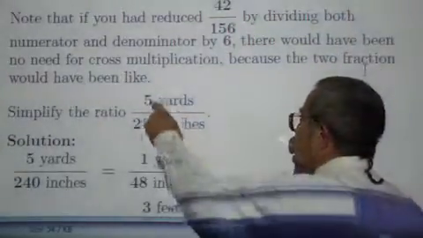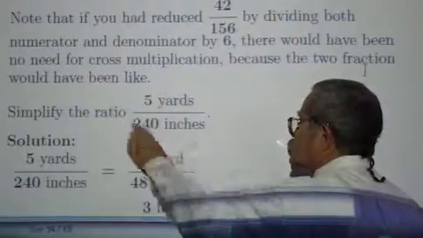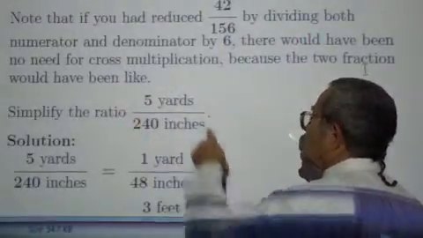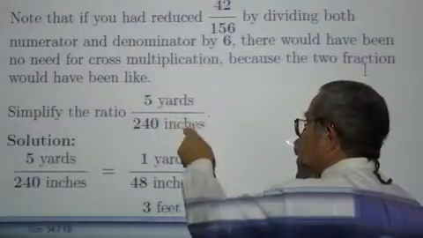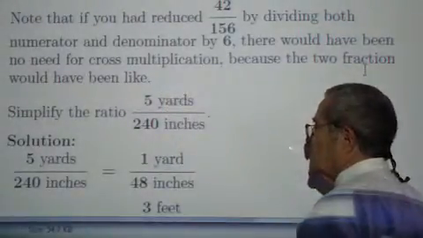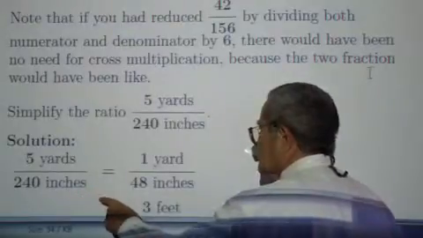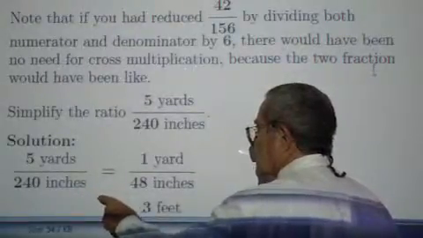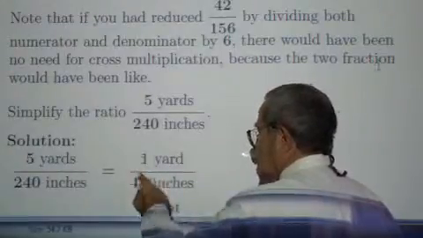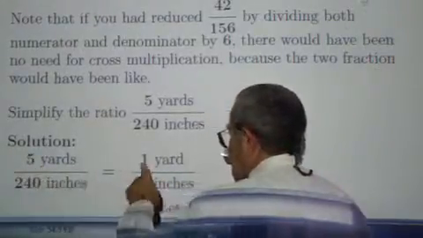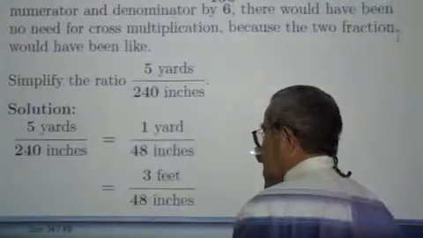Simplify the ratio 5 yards to 240 inches. Why ratio instead of rate? Because the units are the same type. You can convert yards into inches, and inches over inches drop out. So 5 yards is to 240 inches. After you reduce, you divide by 5 over 5: 1 yard per 48 inches.